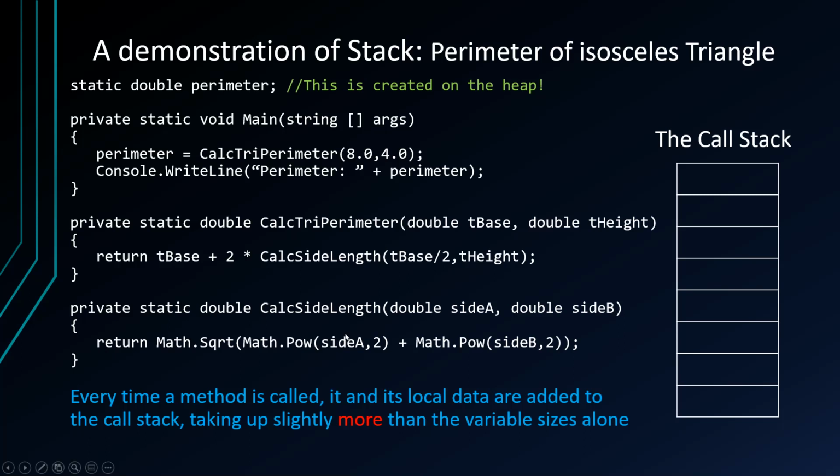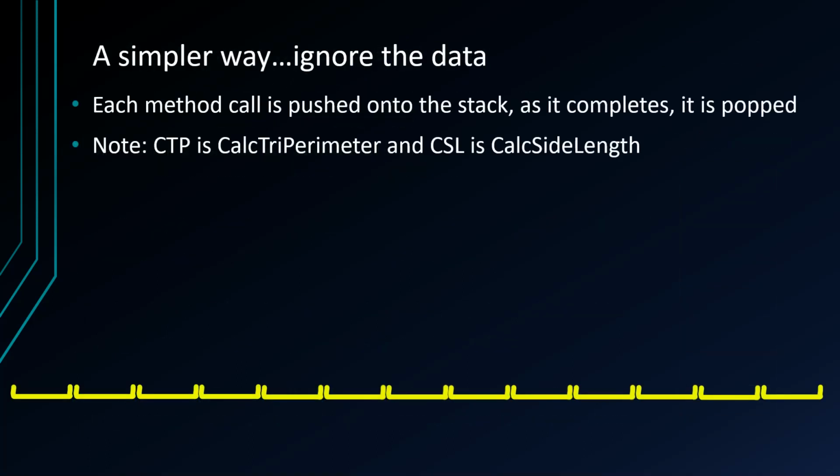So maybe you didn't get that. Let's take another look at it from another angle. We're looking at that exact same system and the exact same code. Each method call is pushed onto the stack. As it completes, it's popped. Again, CTP represents calc_try_perimeter, and CSL represents calc_side_length.